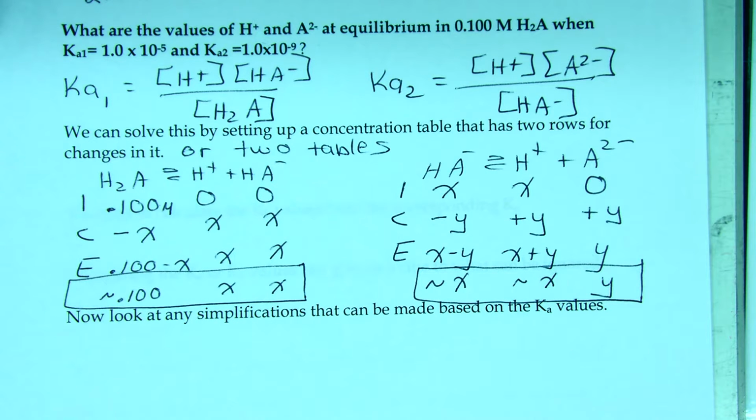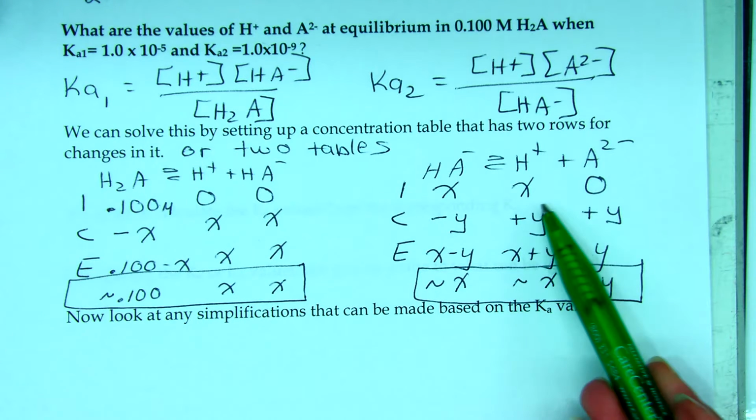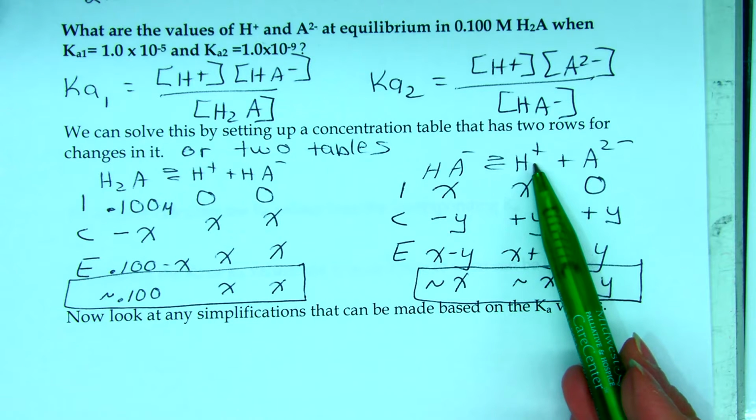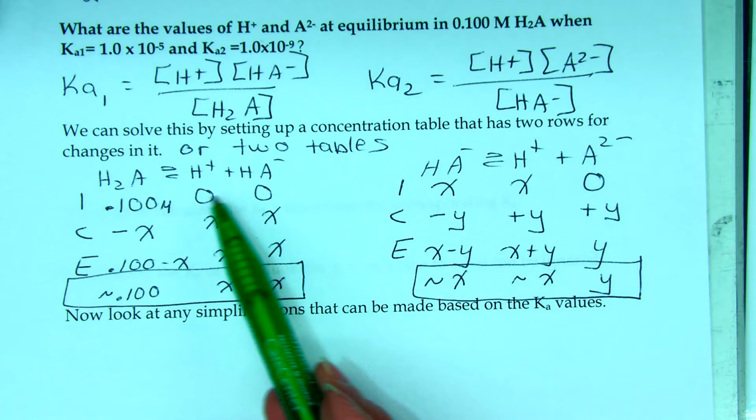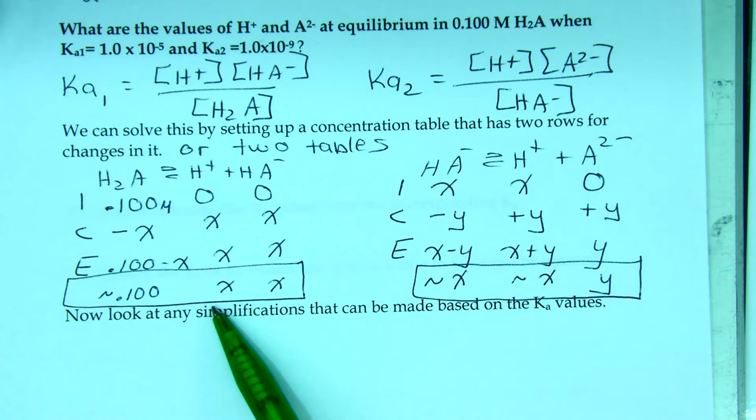So at the end of my second equilibrium, the concentration of the hydrogen ion is about equal to X. I got X from the first ionization, so I can find pH from the first ionization. Most of the time, you don't even have to think about the second one. However, this question said, what are the concentrations of the hydrogen ion and the A2 minus? So we do have to deal with both of them.